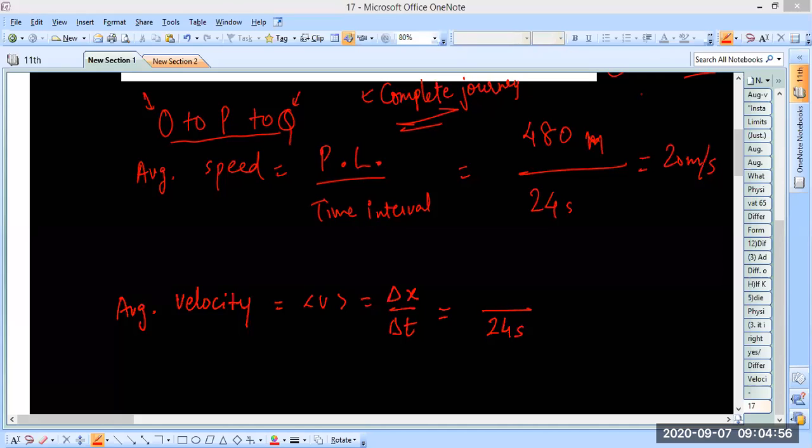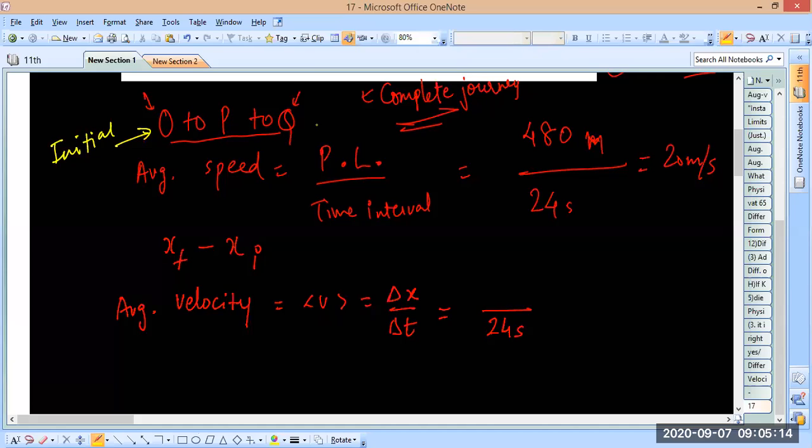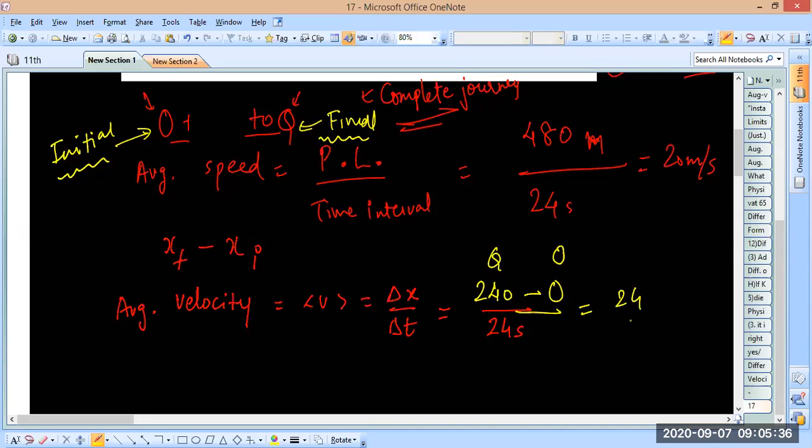240 meter, very good. It is 240 meter. For finding delta x, you just need to know the final position and initial position and you subtract. I hope everyone realizes that O stands for initial position and Q stands for final. If you ignore P, that's also okay. We are only interested in initial and final position. So this is going to be 240 for Q minus 0 for O, final minus initial. So this is going to be 240 by 24, that is 10 meter per second.